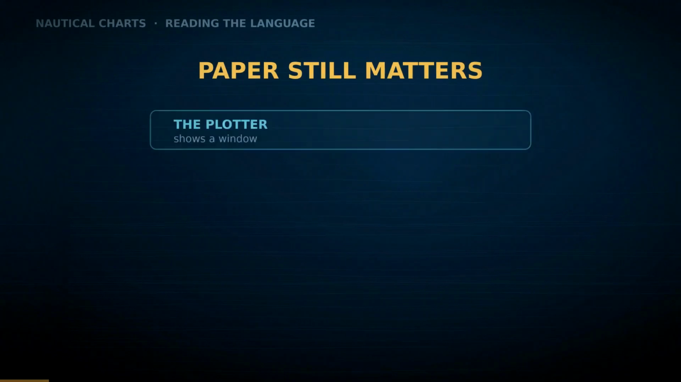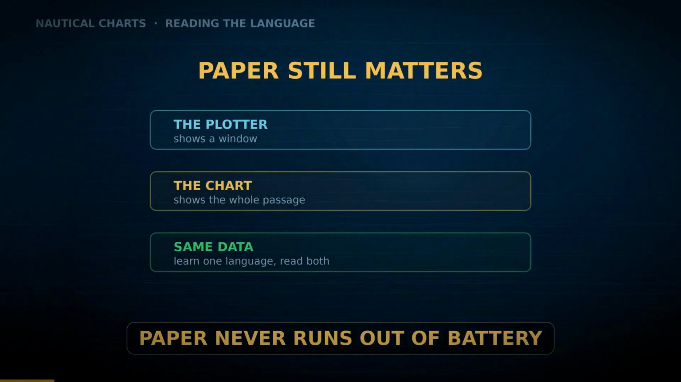Yes, you have a chart plotter, but the screen shows you a window. The chart shows you the whole passage at once, and paper never runs out of battery. More importantly, the plotter draws its data from the same charts. So if you cannot read the symbols, you cannot read the plotter either. Learn the language once, and both tools open up.